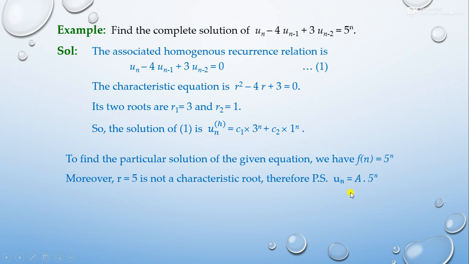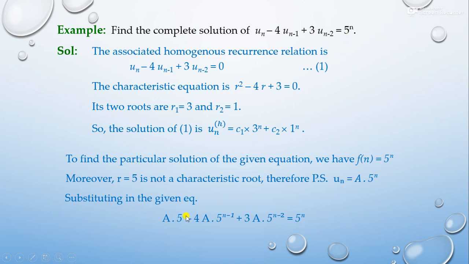After that we have to substitute this value of u_n in our given recurrence relation. So when we put u_n equal to A 5 raised to the power n, what is the value of u_(n-1) here? You have to put n minus 1 in place of n, so it becomes A 5 raised to the power n minus 1. Similarly, calculate u_(n-2). So we have A 5 raised to the power n minus 4A 5 raised to the power n minus 1 plus 3A 5 raised to the power n minus 2 is equal to 5 raised to the power n.